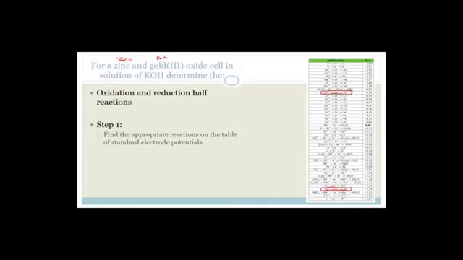Okay, it says find appropriate reactions on the table of standard electrode potentials. Done. Then step 2, determine the electrode potential for each of the metals. Do you see that the zinc half cell has an electrode potential of minus 0.76, whereas gold's, Au's half cell, has a positive 1.50? So what does that tell us? That tells us which one is going to be oxidized and which one's going to be reduced. I'm going to circle them again, zinc and Au down here.